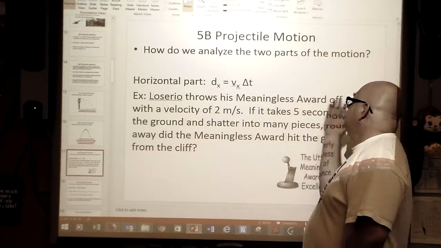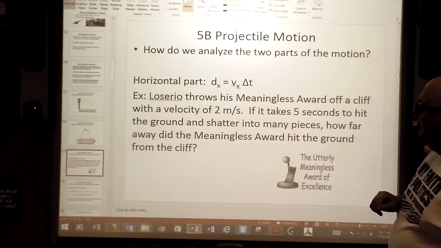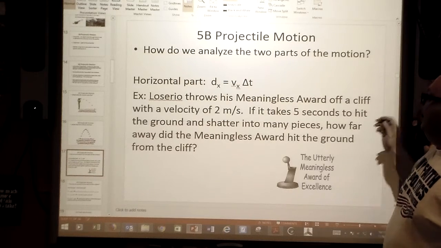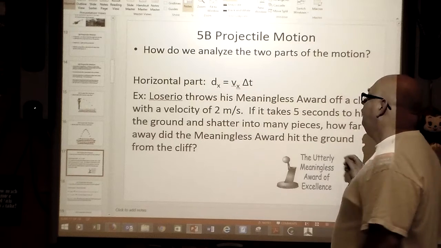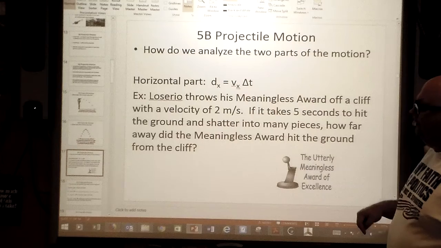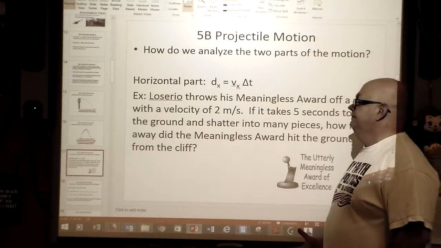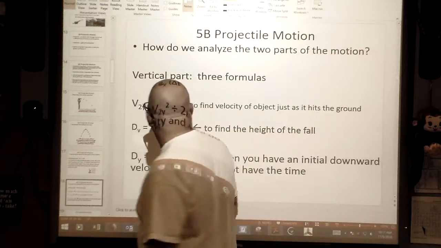So Luzerio throws his meaningless award off a cliff with a velocity of 2 meters per second. If it takes 5 seconds to hit the ground and shatter into many pieces, how far away did the meaningless award hit the ground from the cliff? Okay, so we have ourselves some information here.